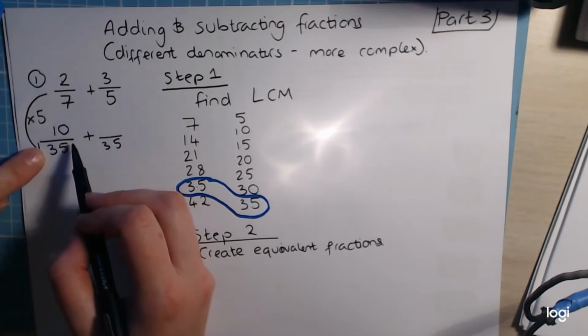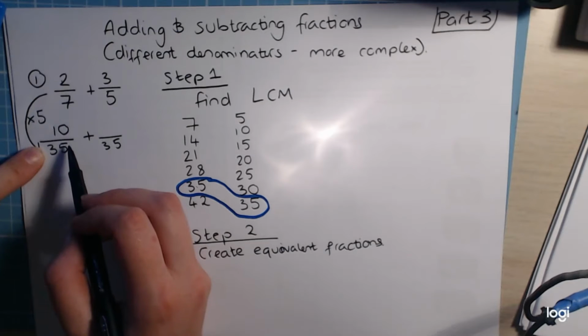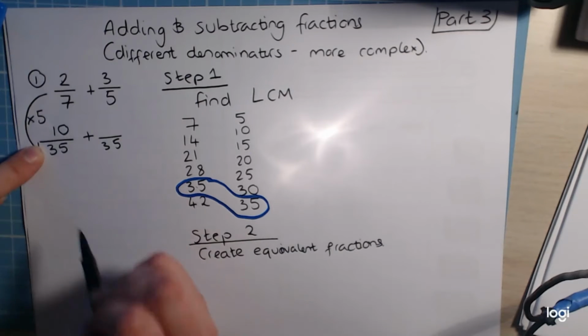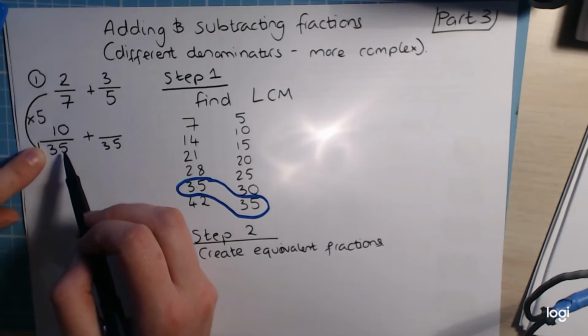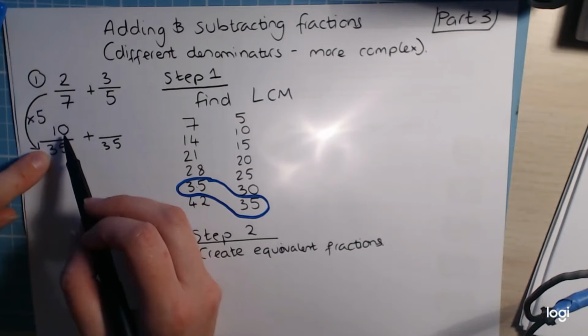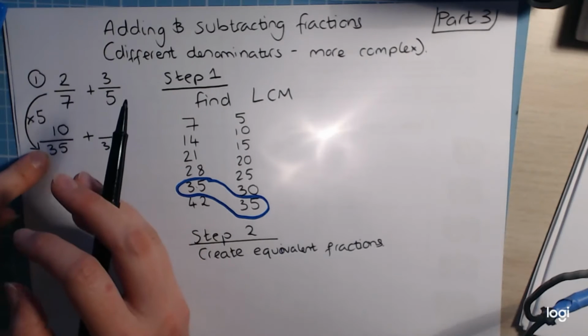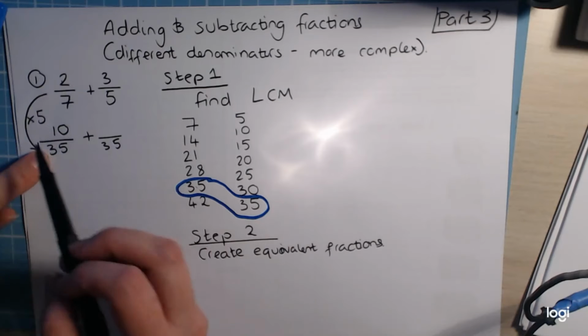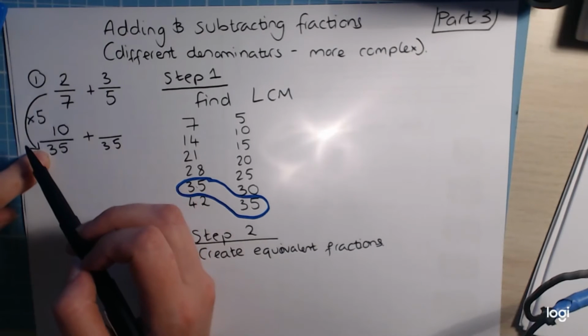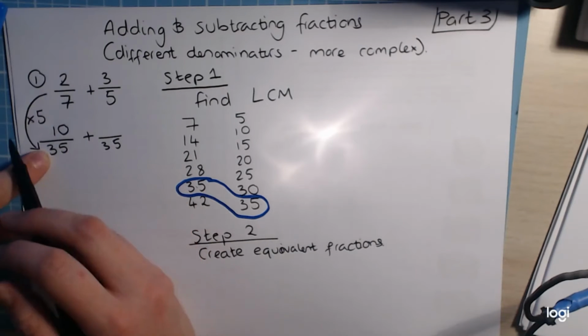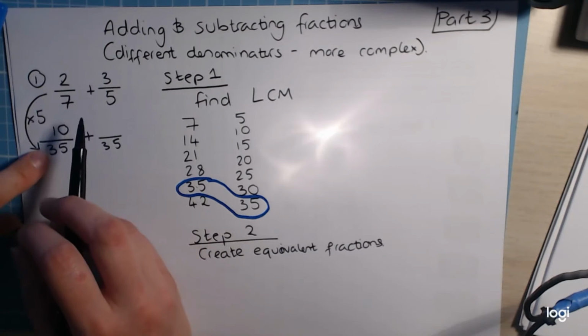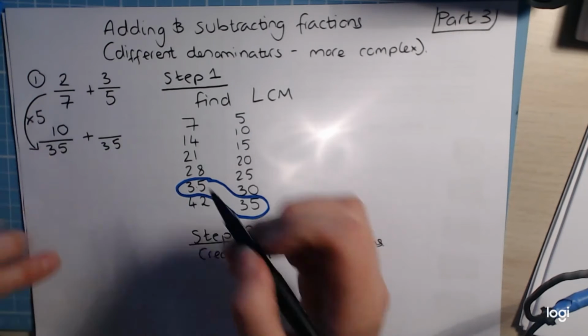So just to see what that means, if we go back to the pizza, if we had a pizza split into 35 pieces and you ate 10 of them, you'd get the exact same amount as if you'd cut that same pizza into 7 pieces and eaten 2 of them. You might feel like you've got a lot more because there's more pieces, but it's the exact same amount of pizza.